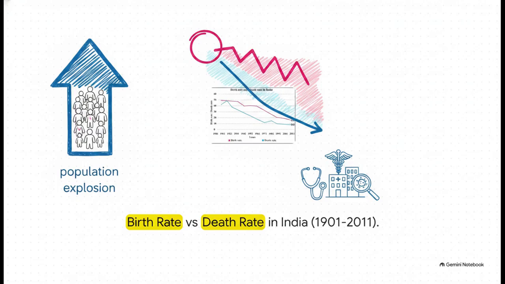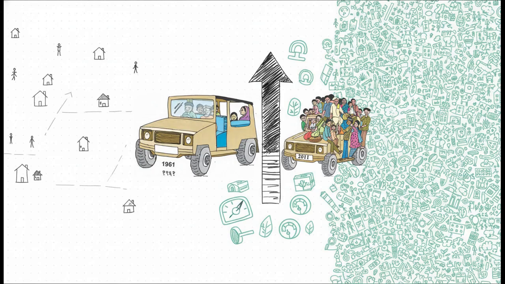But here's the catch. While the death rate fell off a cliff, the birth rate stayed stubbornly high for decades, creating a massive mathematical gap. And as we learned, that gap literally is the population explosion. To really bring that abstract data into the real world, just think about the physical landscape.